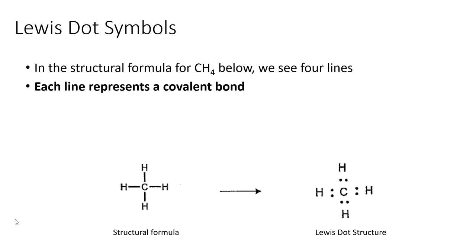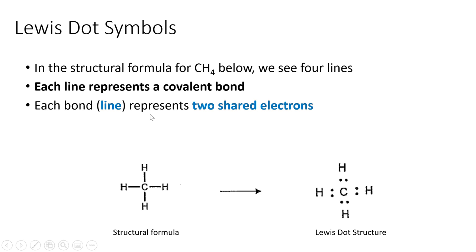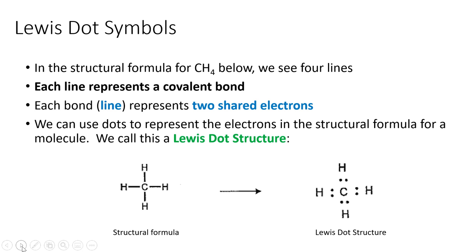We are familiar with these things called structural formulas over here on the left. This is a structural formula for CH4, and we see 4 lines in the structural formula. Each line represents a covalent bond. In a covalent bond, the atoms are sharing electrons, and specifically, each bond represents 2 shared electrons. So every line you see in a structural formula represents 2 shared electrons.